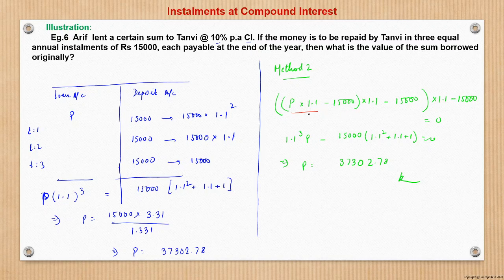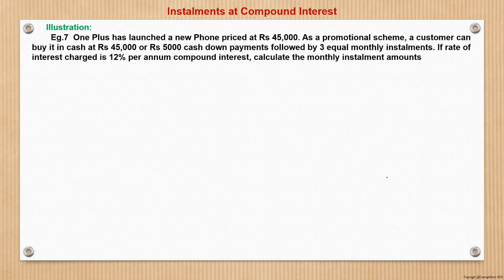So now this is the amount due to the bank at the beginning of the second year, and during the year it will earn compound interest and become 1.1 times at the end of the second year. At the end of the second year 15,000 is being repaid, so it will get reduced by that amount. Now this amount will again become 1.1 times at the end of the third year, and after reducing the 15,000 of repayment it becomes 0, right? So here again if we solve this we get the answer as 37,302.78 paise. So this is the one.